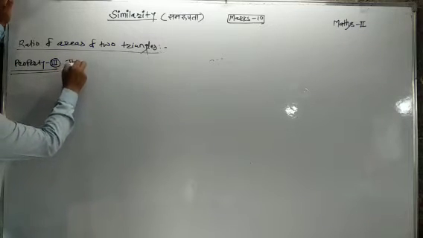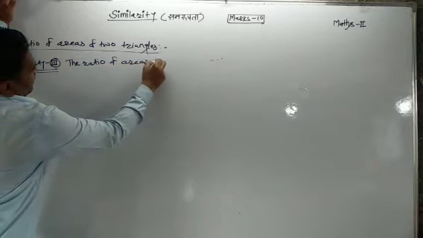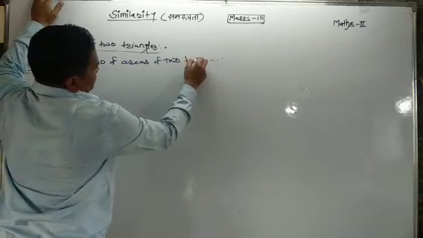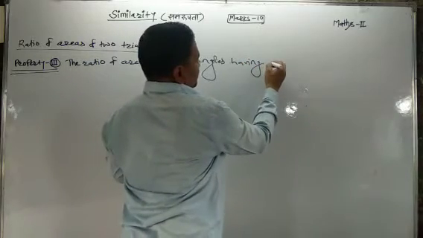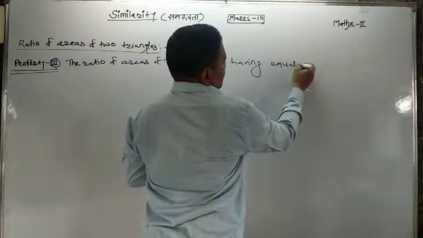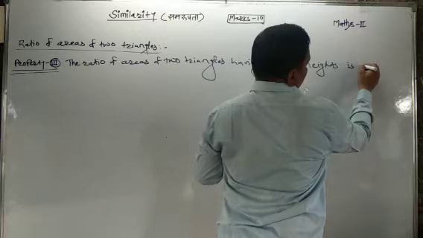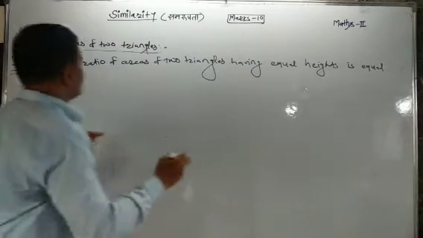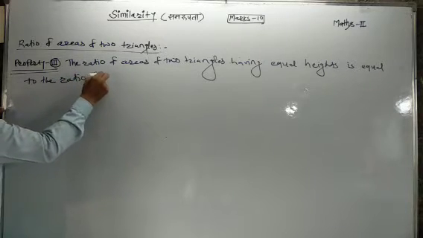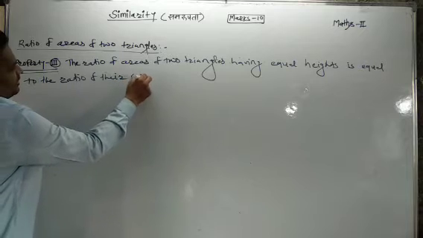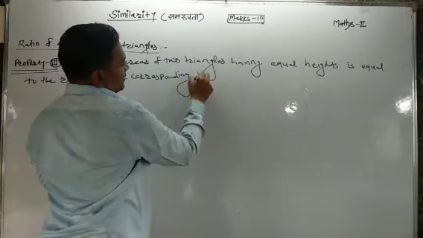The ratio of areas of two triangles having equal heights is equal to the ratio of their corresponding bases.